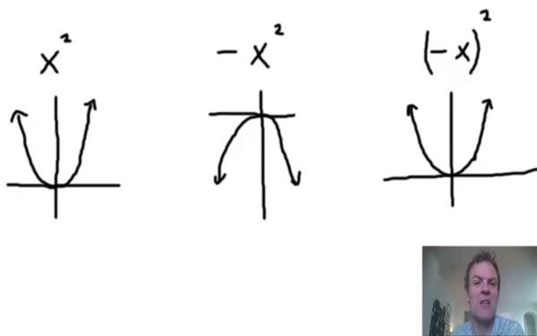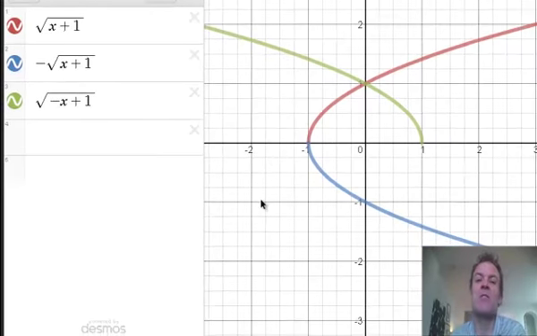Let's have a look at something that I've taken from Desmos. Now, Desmos.com, great graphing calculator. You can put these equations in and have a look. So here's the original. Root x plus 1, here it is. Okay, there it is. It's the root x graph moved one to the left, okay?